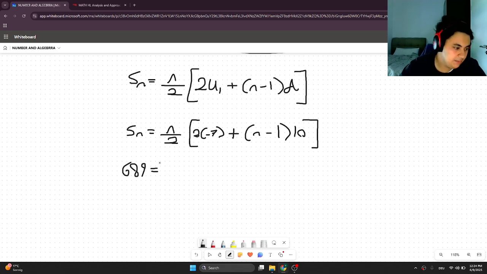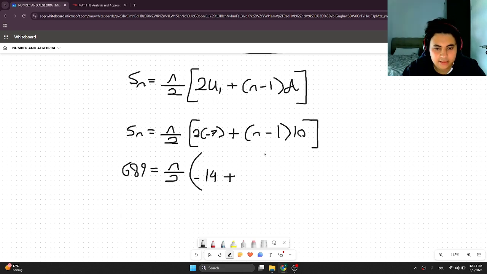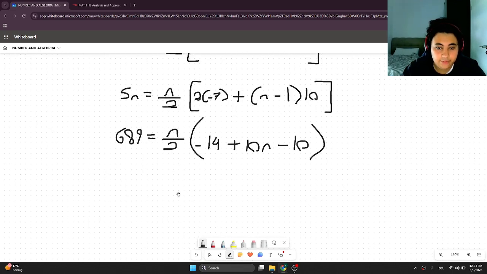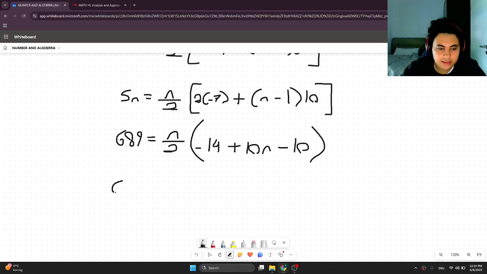So now let's try to simplify. n divided by 2, we're going to leave that as is, for now at least. Then 2 times negative 7 is negative 14, plus we're going to expand this bracket by 10. So 10 times n is 10n, and then 10 times negative 1 is minus 10, right? Now we simplify further. So you have 689 is equal to n divided by 2, multiplied by negative 24 plus 10n.